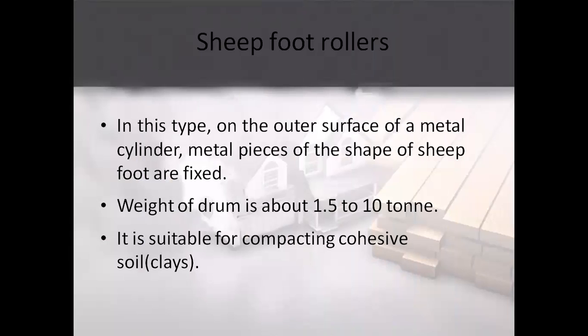And next, sheep foot rollers. In this type, on the outer surface of a metal cylinder, metal pieces in the shape of a sheep foot are fixed. The weight of the drum is about 1.5 or 2 to 10 tons. It is suitable for compacting cohesive soils like clay soils.